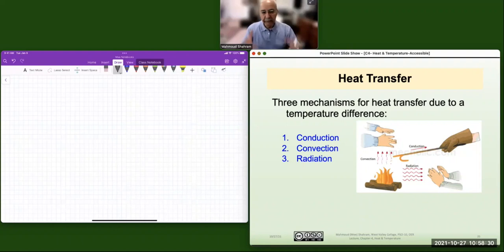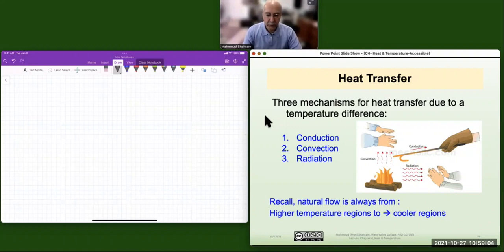On top of the fire, because the air is heated up, when you hold your hand, you feel the warmth. So that's convection. Now on the side, you still feel the heat because of the glow of that fire, and that is radiation. So these are the mechanisms that the heat can transfer. All right, let's look at each one. And always the heat transfers from hot region to the cold region.